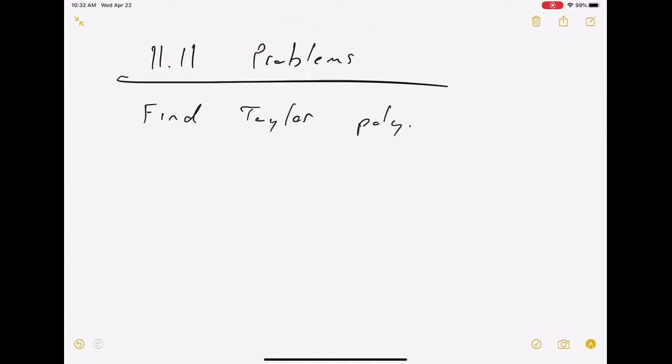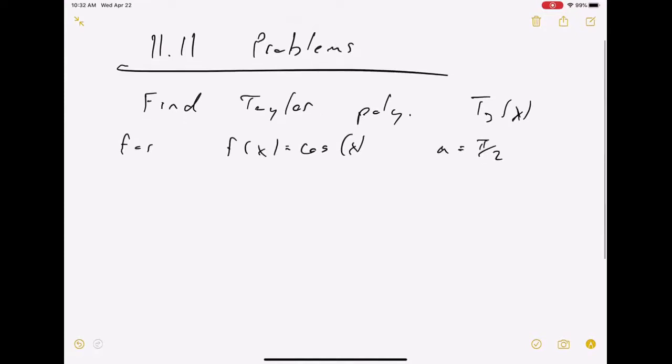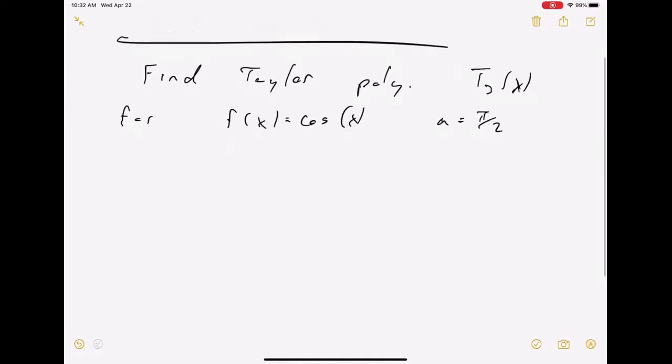find the Taylor polynomial T3 of x for f of x equal to cosine of x and centered at pi over 2. Okay. So the first thing we do is we do the same process as finding our Taylor series. Okay. So T3 of x, this is the third degree Taylor polynomial.